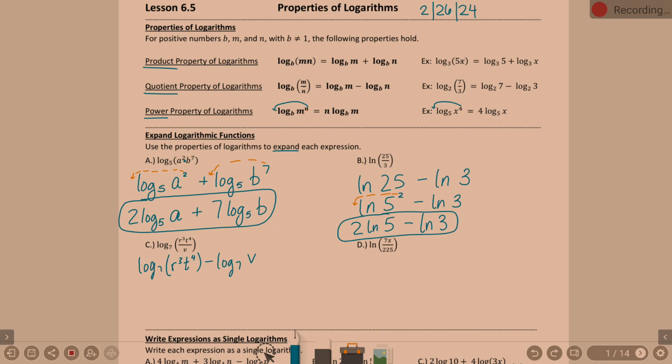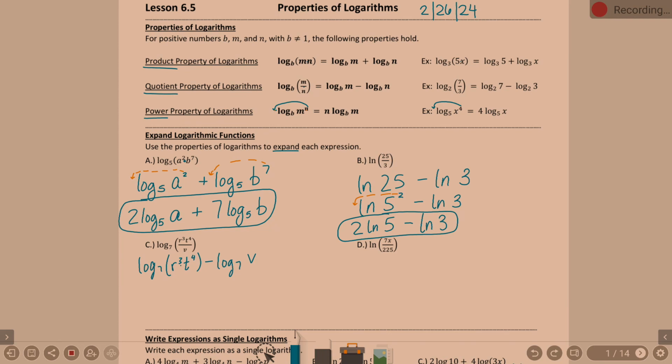Not yet on the power property. Okay, multiplication. And here's why, just to clarify. I'm not ready to talk power property because there's not just one power on this log. In order to talk power property, that power has to be on the entire inside of the log. And it's not. So that's why I'm not going to use that. But you saw multiplication, right? So log of r to the third, t to the fourth can become log of r to the third and log of t to the fourth.